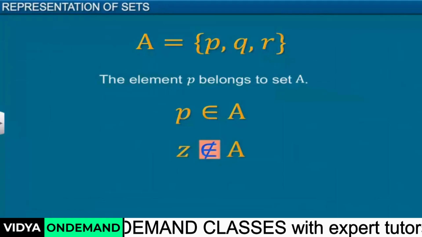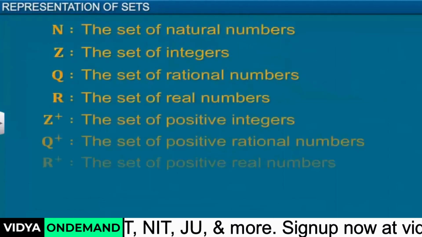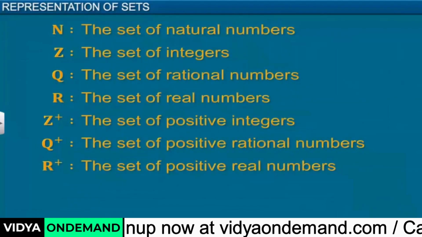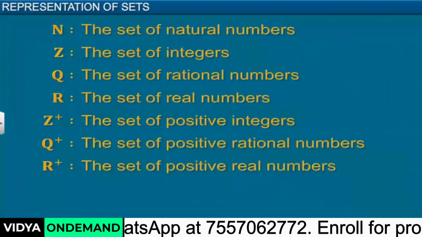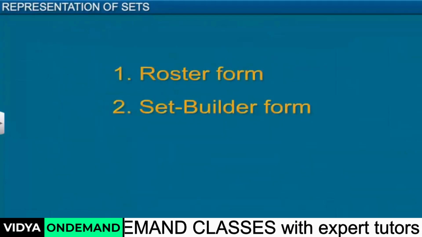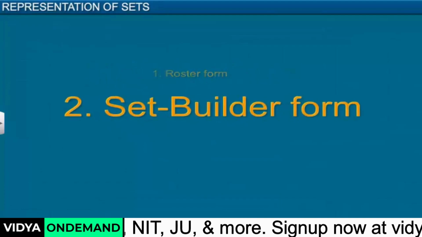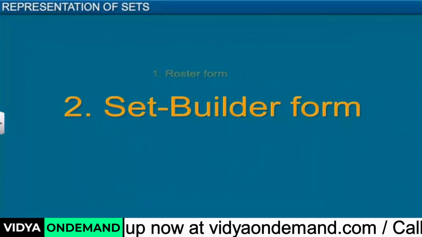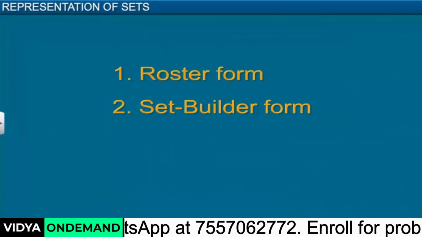The following are some special sets that are commonly used in mathematics to represent various systems of numbers. There are two ways of representing sets. The first is the roster form. The second method is called the set builder form. First, we will look at the roster form. This method of representing sets is also called the tabular form.